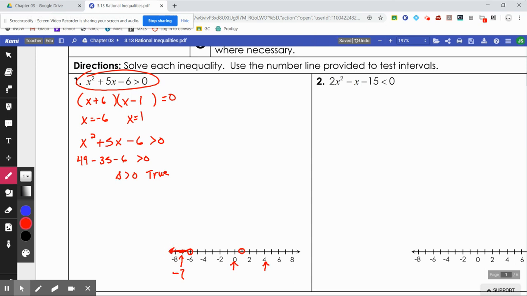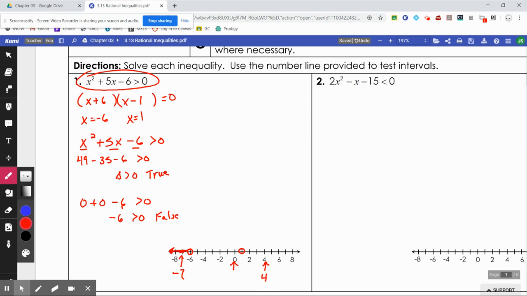Check another interval. Let's check 0 now. Does it make it a true statement? Plug it in everywhere you have an x, so that's going to be 0 plus 0 minus 6 is greater than 0, which is -6 is greater than 0, which is a false statement. Since this is false, then everything in that interval will be false. Then you can check your next number.